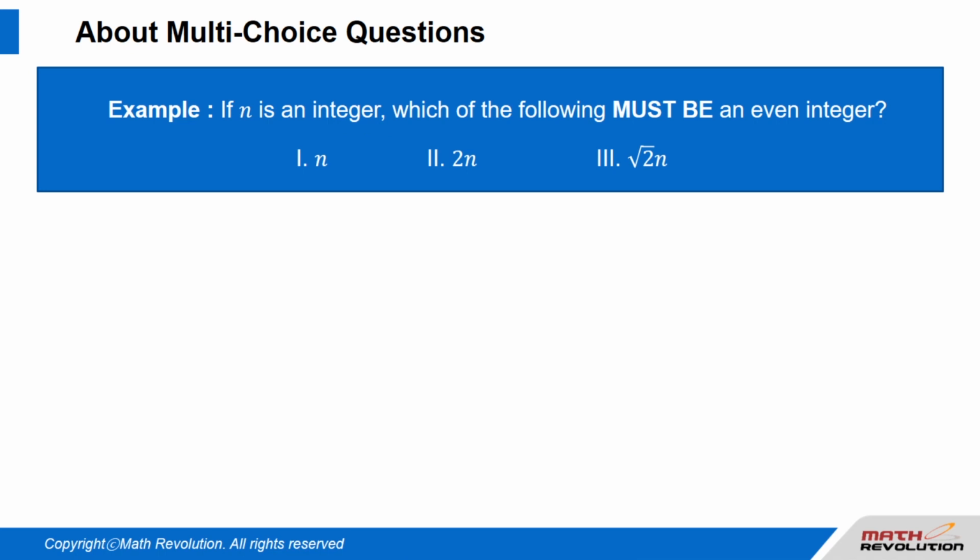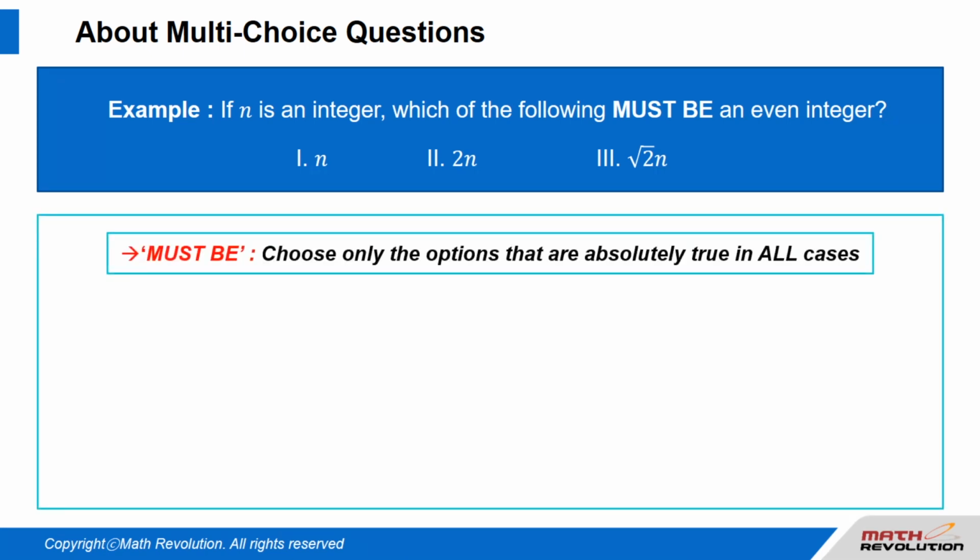Option 1, n. Option 2, 2 times n. Option 3, square root of 2 times n. So, the most important words are must be, and you should choose only the options that are absolutely true in all cases. Let's check a question. N is an integer, so it can take any value, -4, -1, 0, 3, 10, and so on. We are looking for the options that will always be an even integer.